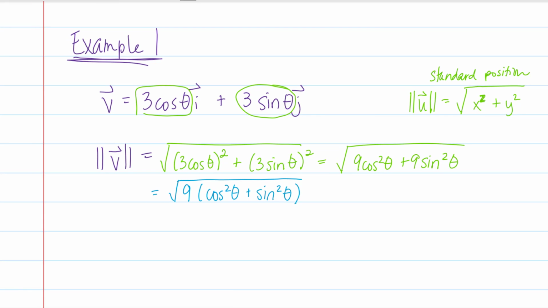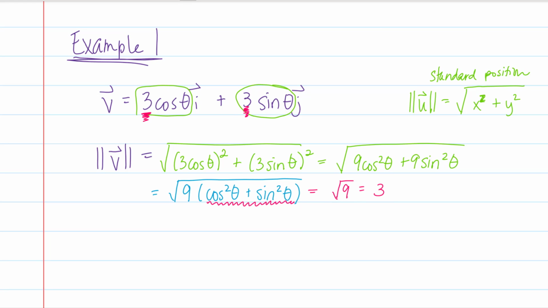Hopefully you're getting that little red flag in your brain going off saying, hey, I know what that is. I should know what that is because cosine squared plus sine squared is always 1. And so this simplifies to the square root of 9, which means my magnitude is 3. Look at where that 3 showed up in our initial setup of our problem.